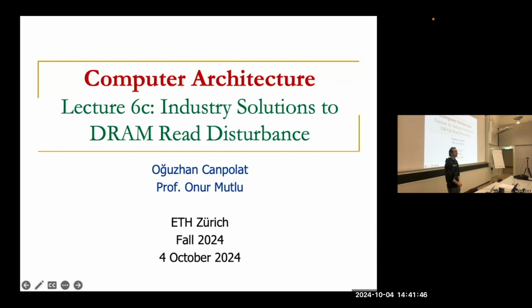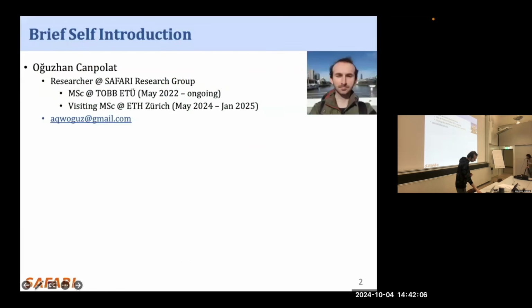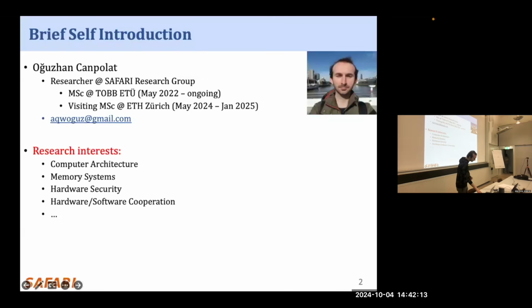So I think everyone is back, so we can start the next part of our lecture. In this part of the lecture, we will be talking about industry solutions to DRAM heat disturbance. Nisa and Giray gave us some presentations about what we have in academia today, and now I will briefly go over what industry is doing to prevent RowHammer. So a brief introduction. I am a researcher at the SAFARI Research Group, and I'm a visiting master student at ETH Zurich. My research interests are in computer architecture, memory systems, and hardware security.